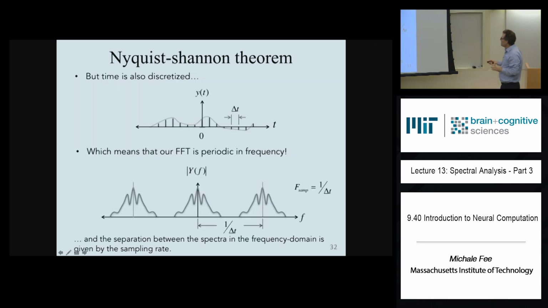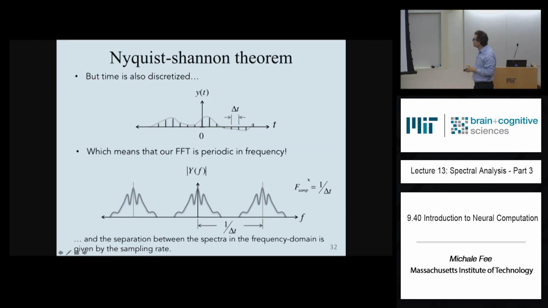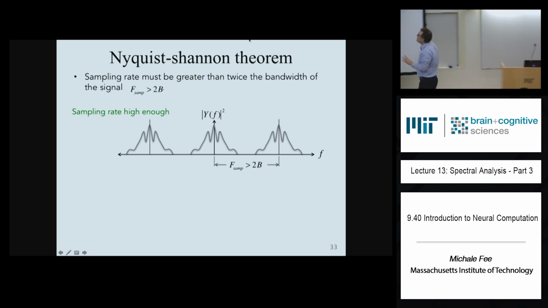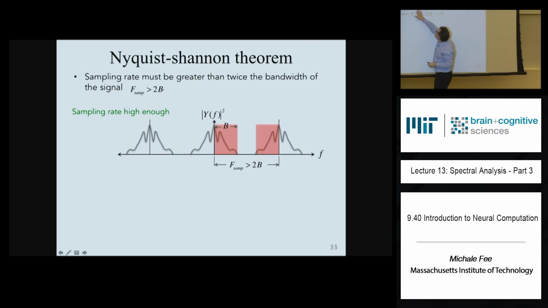Say one more thing. The period of the spectrum is 1 over delta t. Does that make sense? Which is equal to the sampling rate. So when we have a signal that's discretized in time, the spectrum is periodic, and there are multiple copies of this spectrum at intervals of the sampling rate. Okay? So if the sampling rate is high enough, then the positive frequencies are well separated from the negative frequencies if the sampling rate is higher than twice the bandwidth.